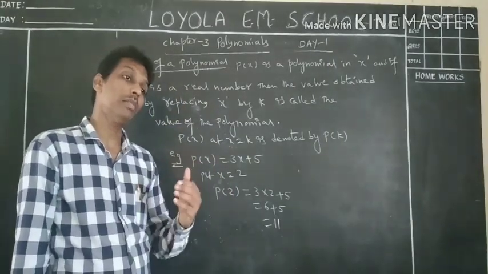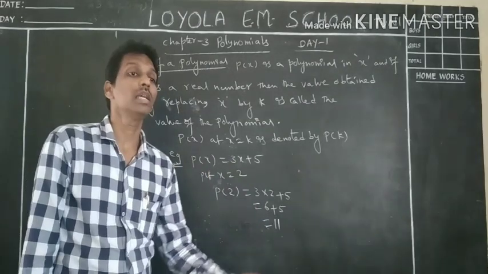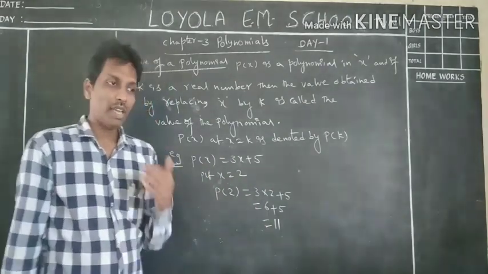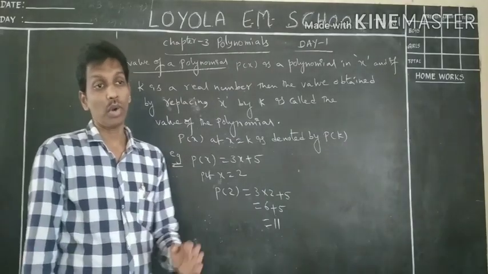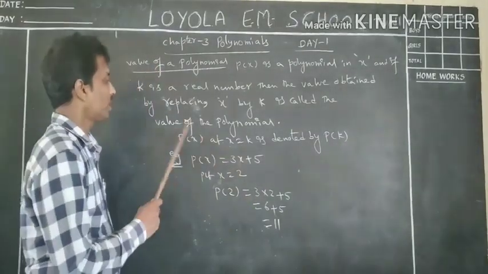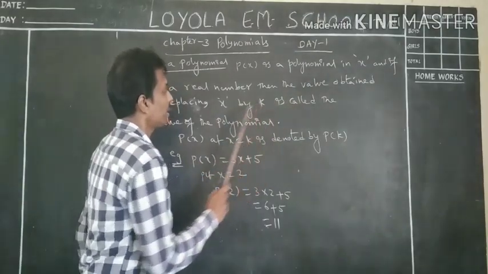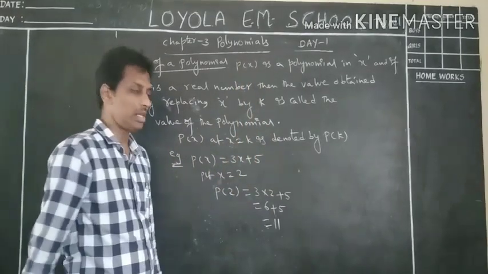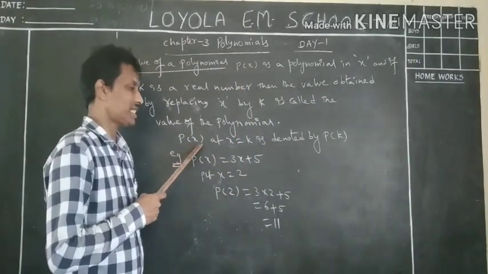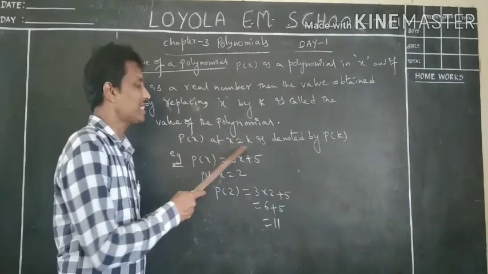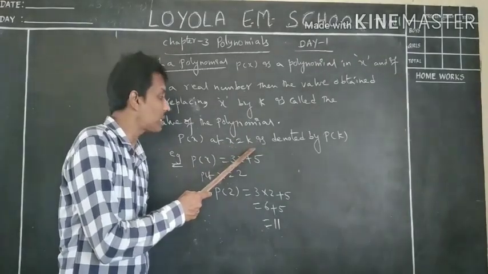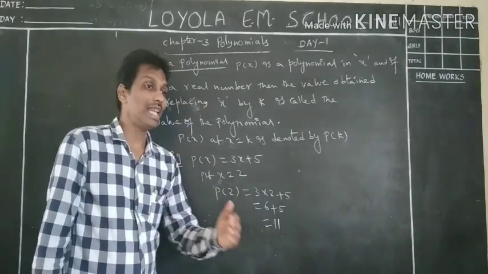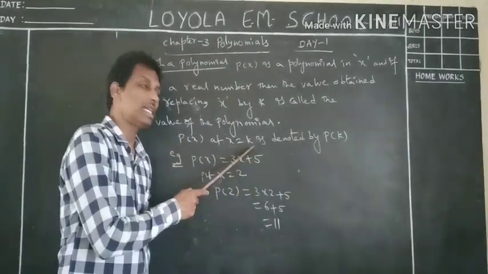Now, how does the polynomial change? It changes to p of k. The original polynomial is p of x. When we substitute x equal to k, the polynomial changes to p of k. Here you see, replacing x by k gives the value of the polynomial. p of x is a polynomial at x equal to k, meaning if we substitute x equal to k, the variable x is replaced by a constant k.